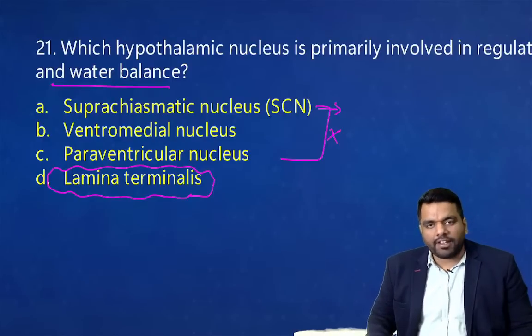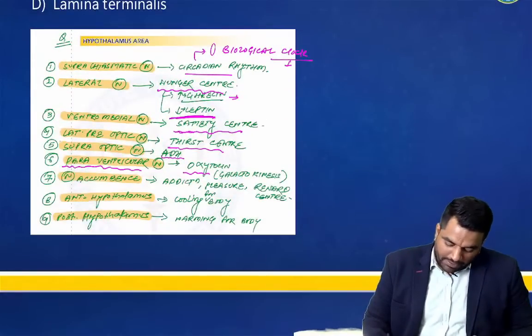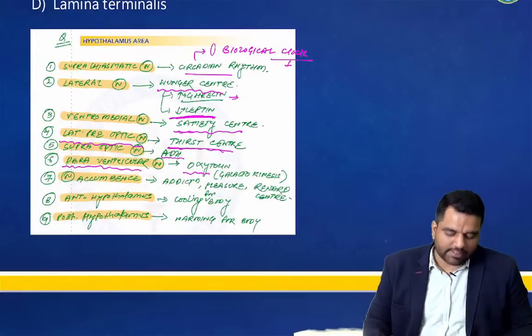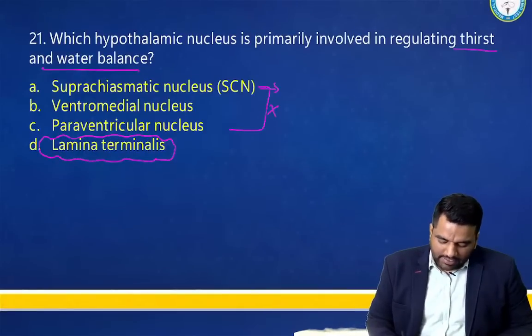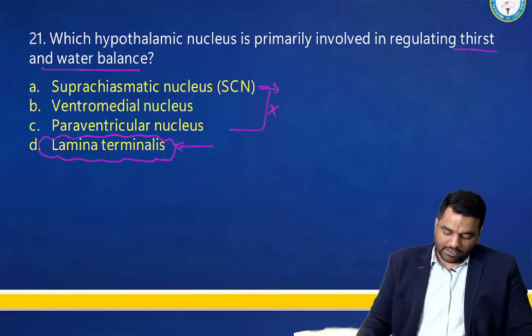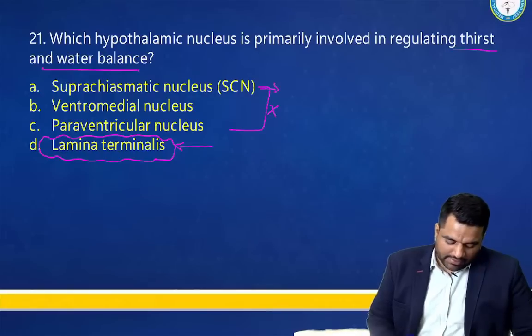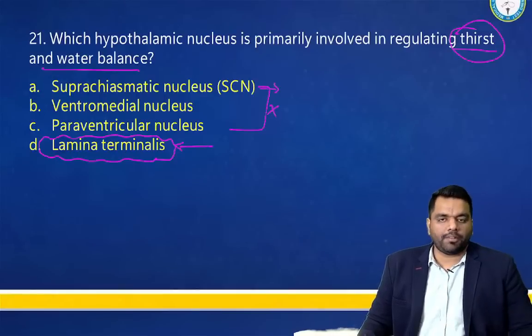So beta, if in the options for thirst the lateral preoptic nucleus is given, then it is the thirst center, and if it is not given in the options, then the right answer is lamina terminalis, right? Lamina terminalis regulates thirst and water balance, right, beta?